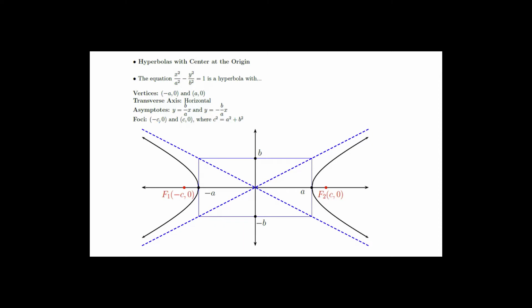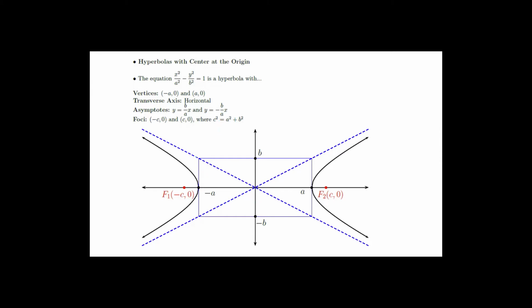And the foci, we're going to still use negative c comma 0 and c comma 0. But this time, the way that the a and the b relate to c is that c squared equals a squared plus b squared. Okay. And the other thing you'll notice is that there's asymptotes involved with hyperbolas. And the asymptotes are y equals b over a times x and y equals negative b over a times x.